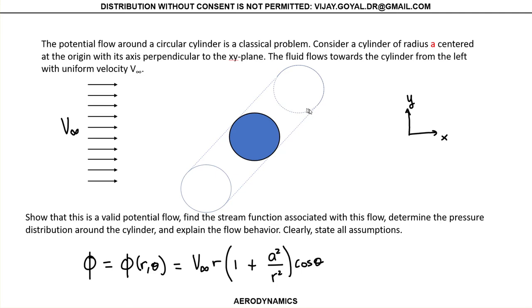What you are given in this problem is a potential flow, and you are asked to determine if the potential flow is valid, find the stream function associated with this flow, determine the pressure distribution around the cylinder, and explain the flow behavior. Also, state clearly all the assumptions. So let's start to understand this problem.